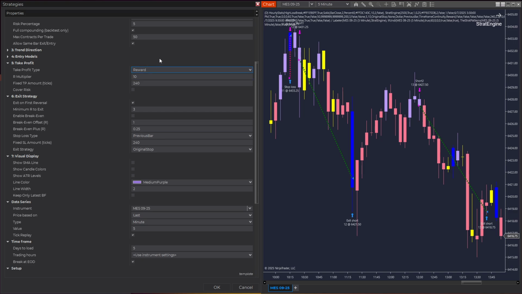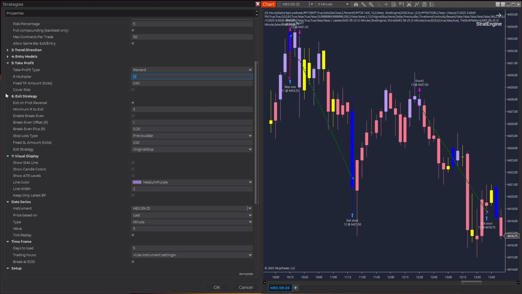The other option is a reward. The way that this works is you put in the R multiplier. So for a trade where you're risking, say, 5 points, that would be 1R. However big the stop loss is, your multiplier will take that amount and multiply it in the direction of the trade, and won't exit until that level. All of this is completely automated. That's the take profit settings.